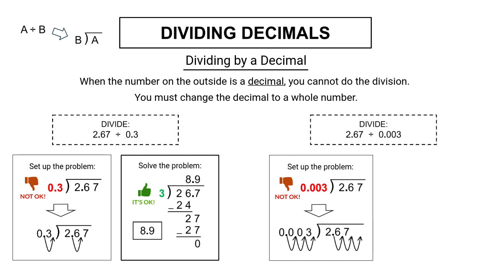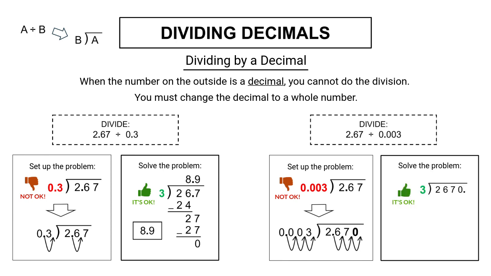Notice that there's a gap. We'll just fill that gap with a 0. And so now the new problem becomes 3 going into 2,670. The outside is a whole number. It's okay. We can do the division. The final answer will be 890. And that's how you divide decimals.